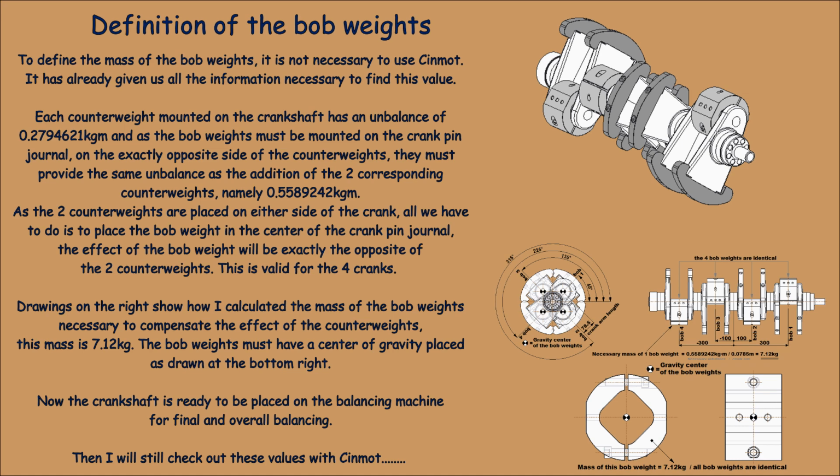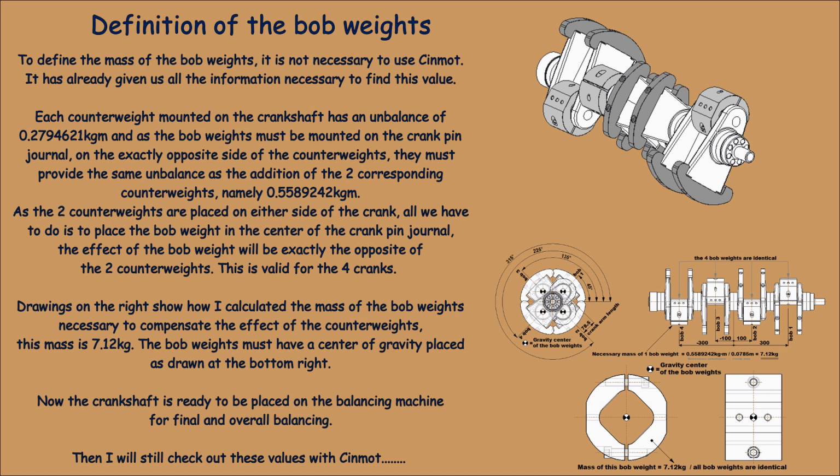Each counterweight mounted on the crankshaft has an unbalance of 0.279461 kg/meter, and as the bob weights must be mounted on the crank pin journal, on the exactly opposite side of the counterweights, they must provide the same unbalance as the addition of the 2 corresponding counterweights, namely 0.558942 kg/meter.